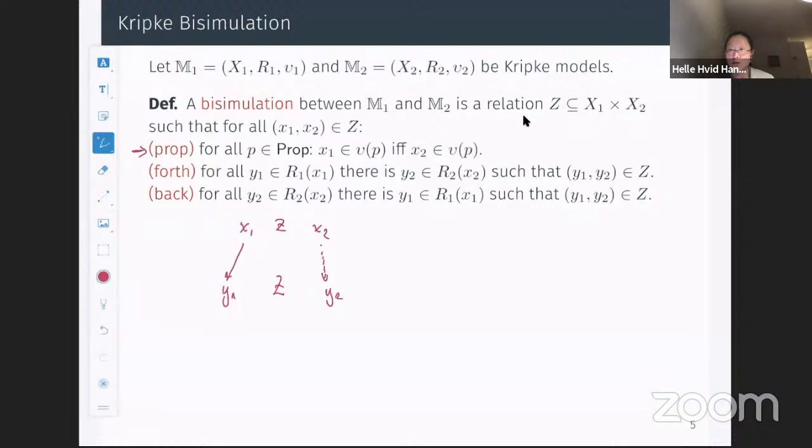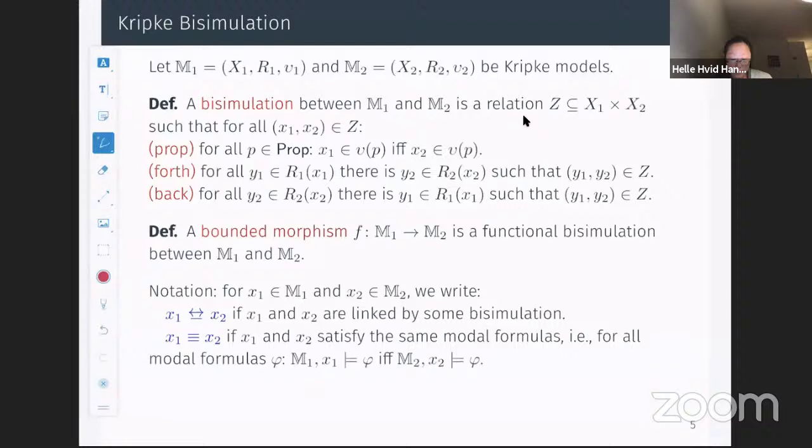Now, we also have a notion of morphisms for Kripke frames that was introduced long before coalgebra. You probably see where this is going. A bounded morphism is a function between the models, so a function on the state spaces, such that the graph of that function is a bisimulation. In other words, bounded morphisms are functional bisimulations between models.